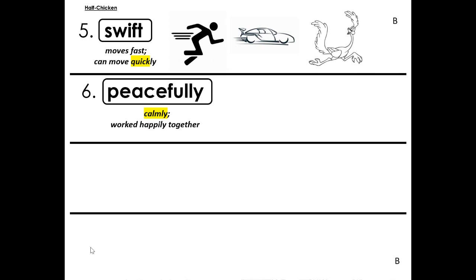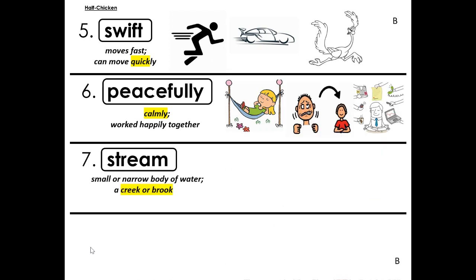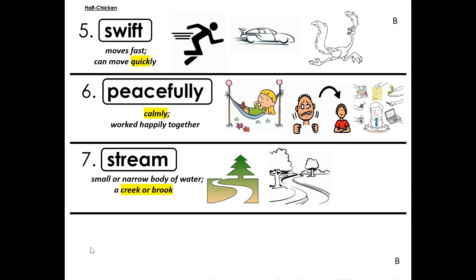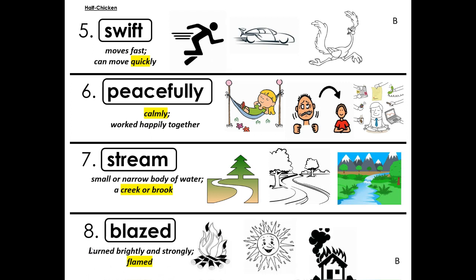Number 6, peacefully. Peacefully means calmly or worked happily together. Number 7, stream, small or narrow body of water, a creek or brook. Number 8, blazed, burned brightly and strongly. Another word for blazed could be flamed.